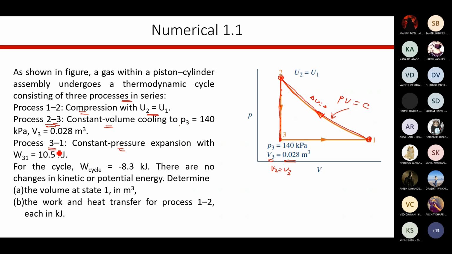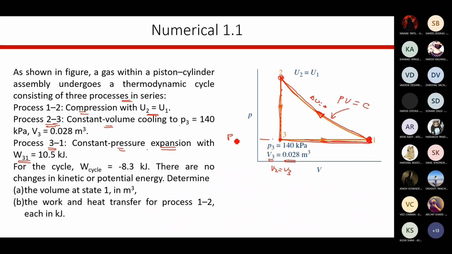Now what is process 3 to 1? Now this is closing of your cycle. So it is constant pressure expansion with the work W31 as 10.5 kJ. When I say expansion, I should go in the right hand side direction, and for compression I should go in this side, right? So I am saying constant pressure expansion, so I am going in this direction, and this is our final point. This is constant pressure process.